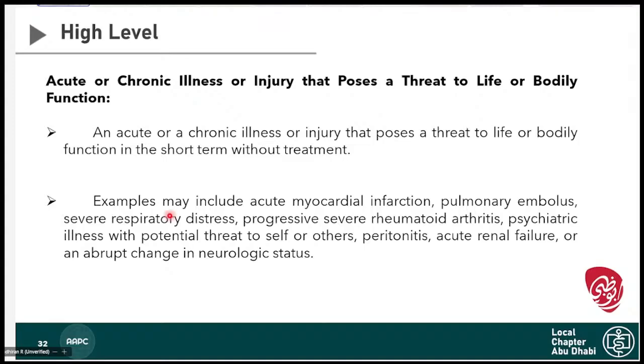Examples: acute myocardial infarction, which we can simply call the silent killer, a heart attack. Next, pulmonary embolism, severe respiratory distress, progressive severe rheumatoid arthritis, and psychiatric illness with potential threat to self or others. For example, suicidal ideation and homicidal ideation fall here. Next, peritonitis, acute renal failure, or an abrupt change in neurological status. These types of conditions fall under this category.